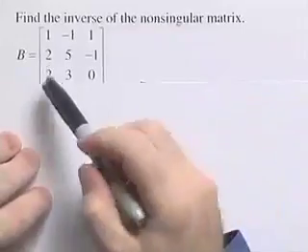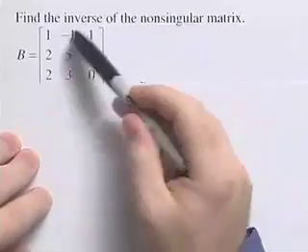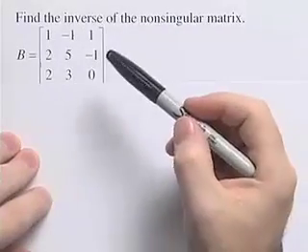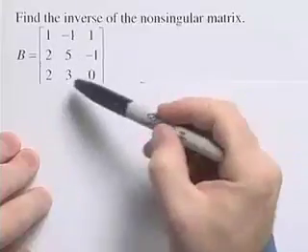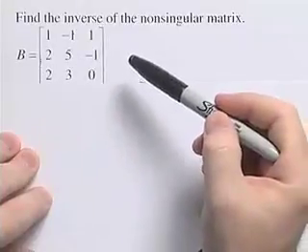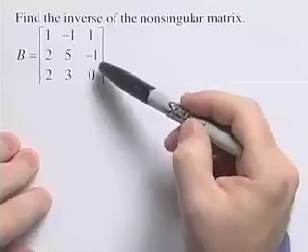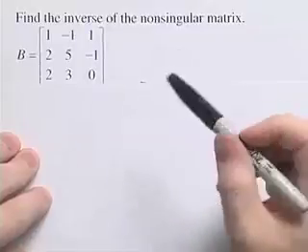For this next problem, we need to find the inverse of a non-singular matrix. It's a 3 by 3 matrix. The first step that we want to do is to augment this matrix with the appropriate identity matrix. Since this is 3 by 3, we want to augment the 3 by 3 identity matrix.